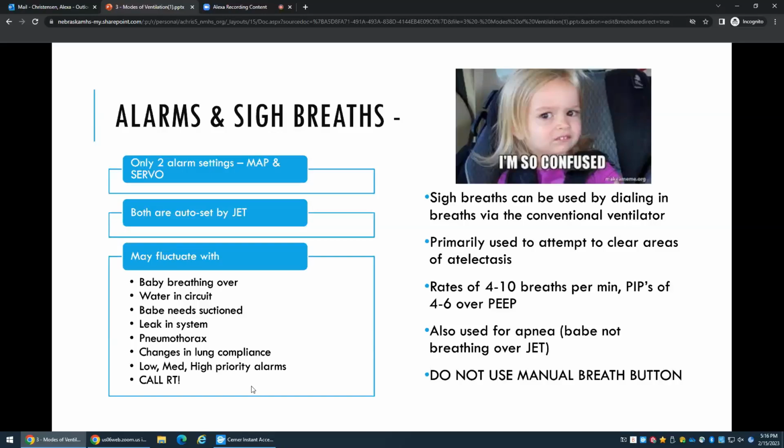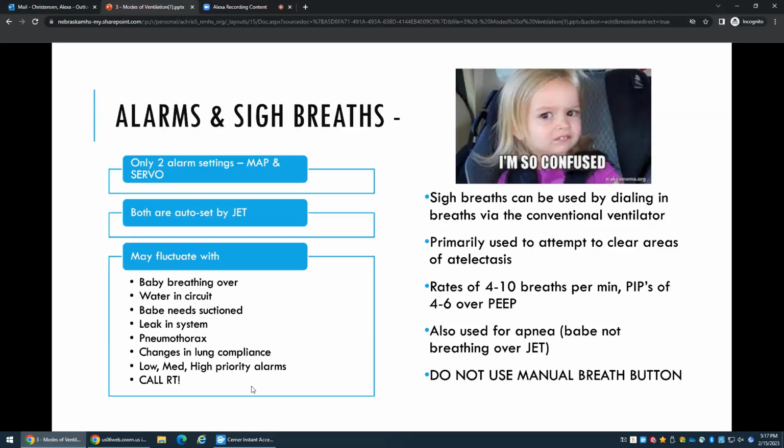Okay, so a sigh breath. With the jet, we're giving the baby these itty bitty tiny little breaths, 500, 400 a minute. We do have the opportunity to give the baby a sigh breath on top of those breaths. And what does that mean? It's literally like if you and I are sitting here and we have to yawn or take a big, deep breath. We have the capability to dial those in via the conventional ventilator, so the Draeger or the Avia.